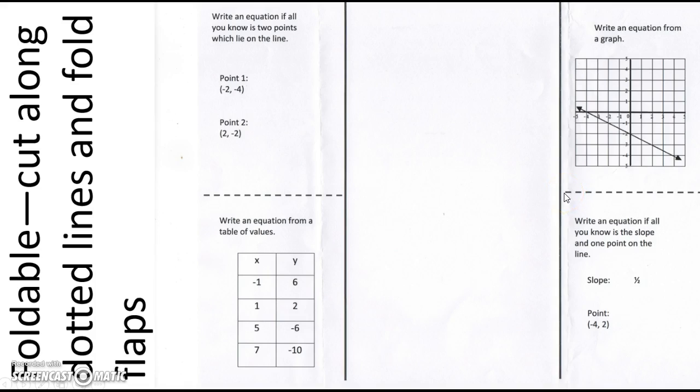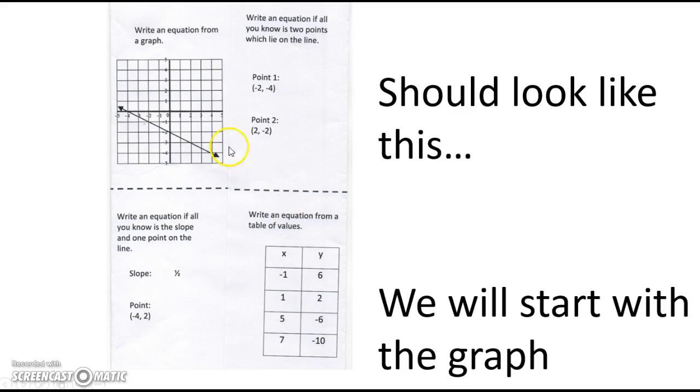After you cut on the dotted lines, I want you to fold the flaps so that this is what your foldable looks like. So you've cut right here, and these are the ends of the papers, so it's going to open up into 4 parts. And we're going to start right here with the graph. So pause the video if you need to, cut the dotted lines, get your foldable ready.